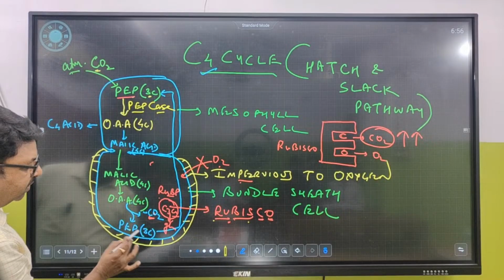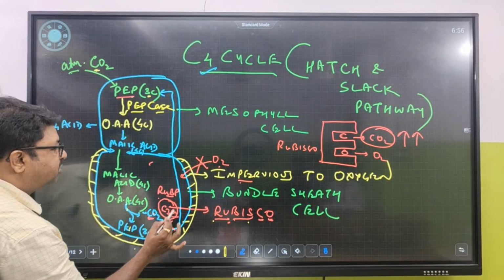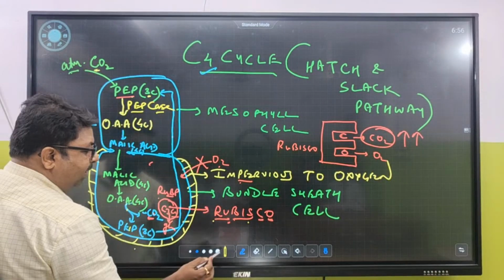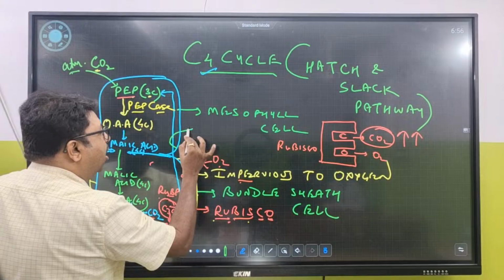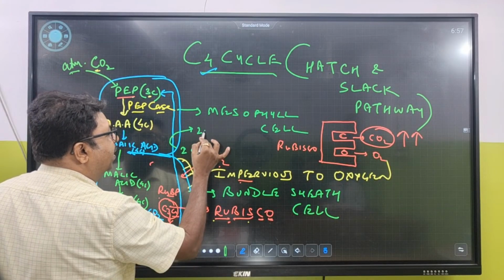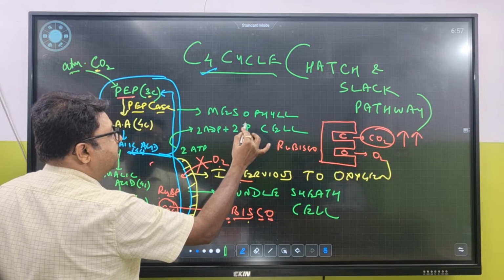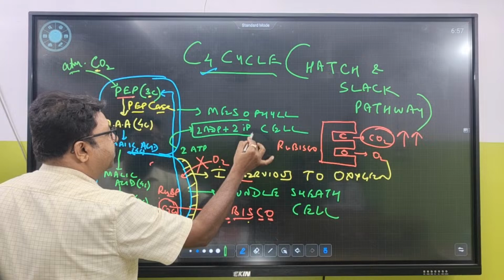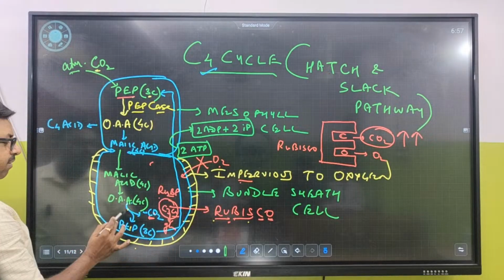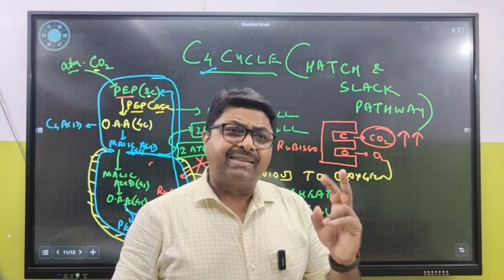From this oxaloacetic acid to phosphoenol pyruvic acid, how many ATPs? 2 ATP is required. 2 ATP is required, into 2 ADP plus 2 Pi. Tell me, how many ATPs are required from oxaloacetic acid to phosphoenol pyruvic acid?